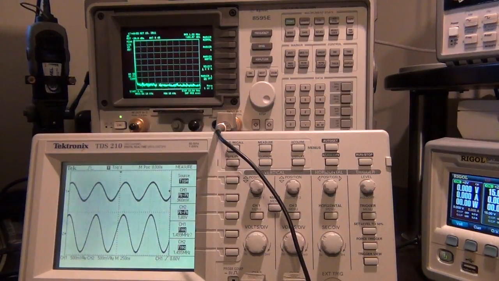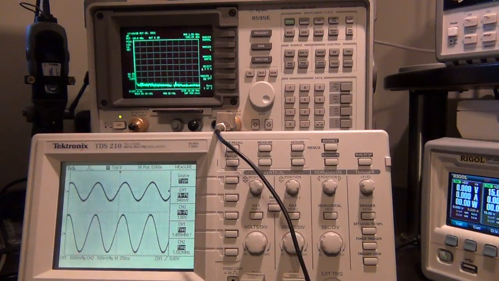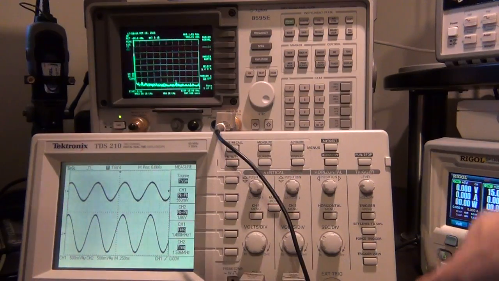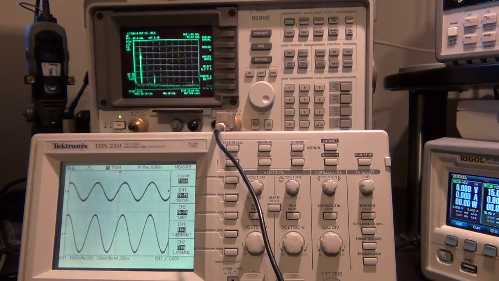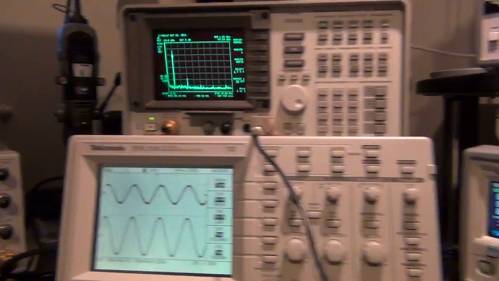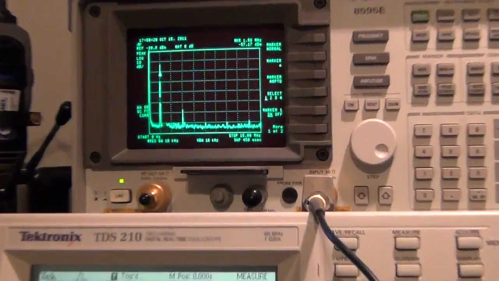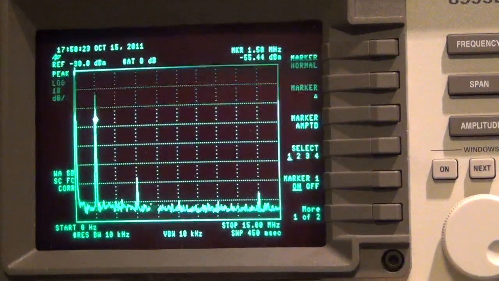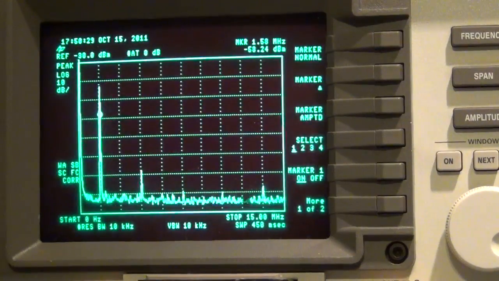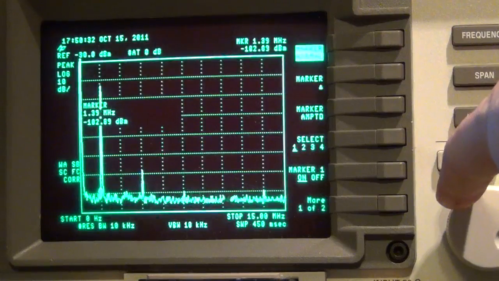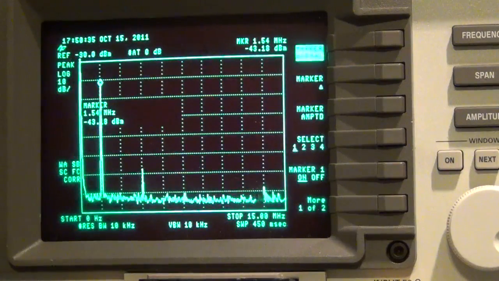Okay, I repositioned the camera so you can see both signals at the same time. So here's the input, here's the output. I'm also going to now connect the spectrum analyzer and directly look at the output signal. And here we go. There it is. So we've already seen the signal on the oscilloscope. Let's take a closer look at the signal on the spectrum analyzer. So here's our main tone. That's the signal I'm putting in. So if I put a marker on there, you can see that it is 1.54 megahertz, very close to 1.5 megahertz, just like the signal generator is creating.